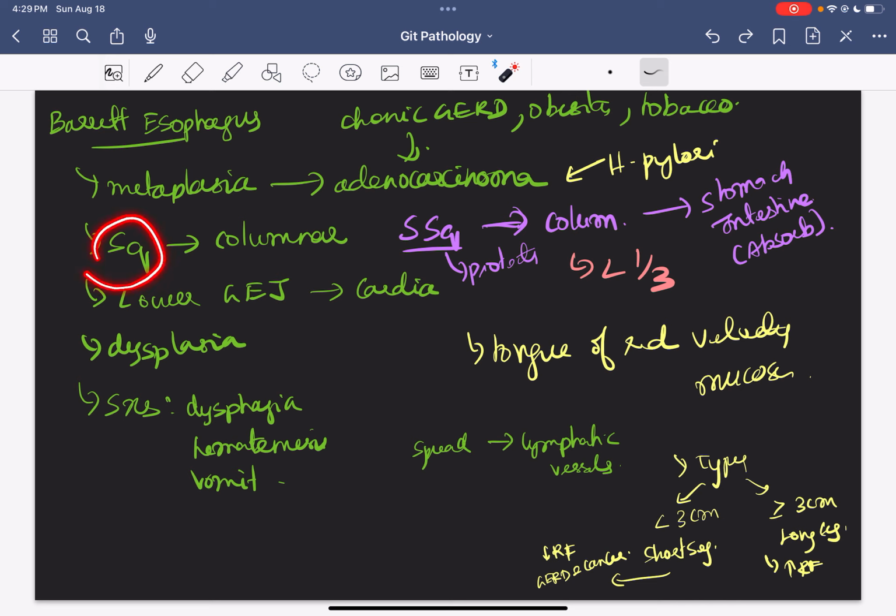So what exactly happens in metaplasia? Squamous cells become columnar cells. Stratified squamous lining will become columnar lining. You know, stratified squamous lining is more protective, columnar is more for absorptive, right? There is no absorption in the esophagus.